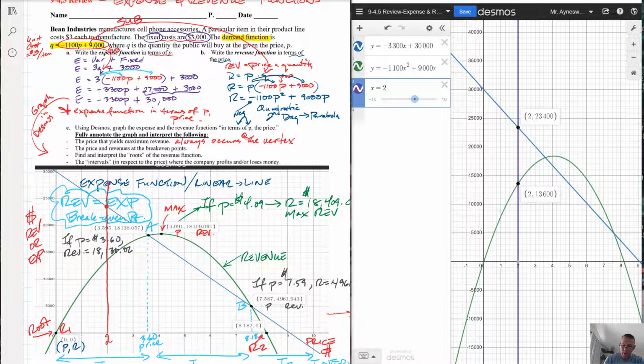And this point right here, and this point right here are the values that you see on the right-hand side of my screen in DESMOS. Okay, so the first one here is at 2, 23,400. And the one on the bottom is 2, 16,300. All right, and now we can answer the question.